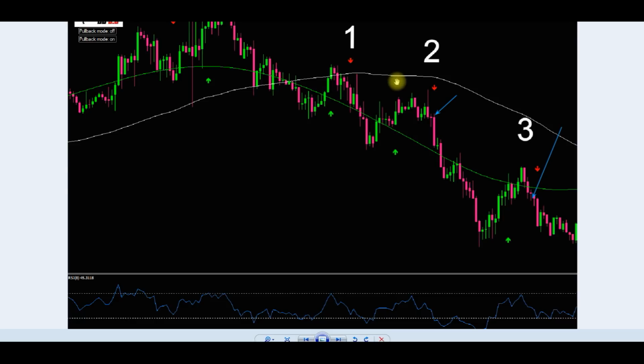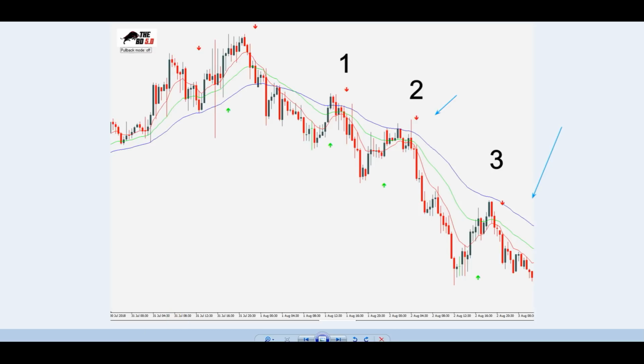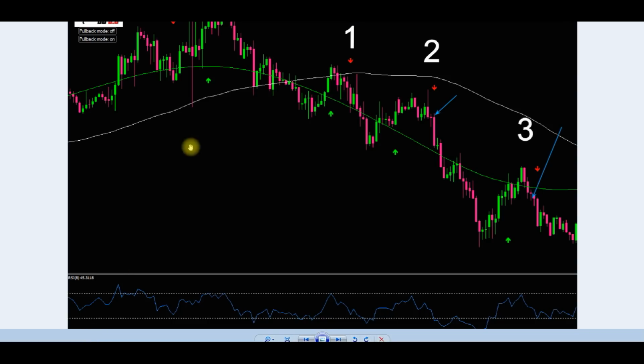So you wouldn't have took that trade. So if we were just trading the BD 5.0, we would have done 2-0 because we wouldn't have took this trade because it didn't meet the rules. But if we're using price action, we would have took all 3 trades. Now, which one's right and which one's wrong? There is no right and wrong answer with trading. At the end of the day, this is just a strategy. It's just an indicator. It's helping us getting into trades.